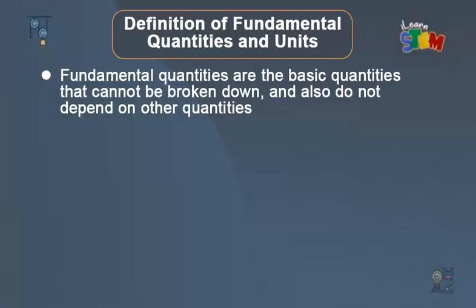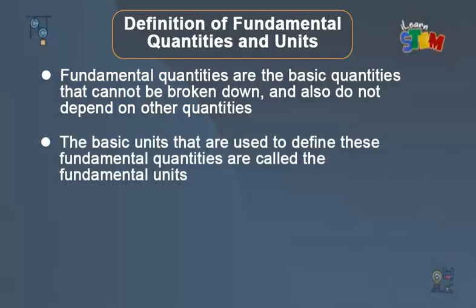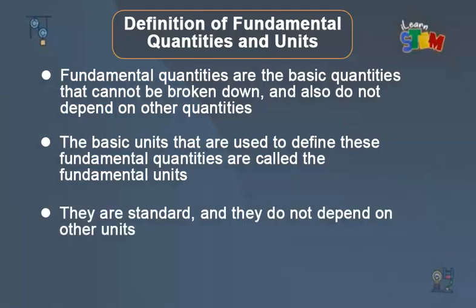First, fundamental quantities. They are the basic quantities that cannot be broken down and they do not depend on other quantities. Now, you should also note that the basic units that are used to define these quantities are called fundamental units. They are standard, and also they do not depend on other units. We have 7 fundamental quantities and units, as defined and approved by the international system. Let's explore them.